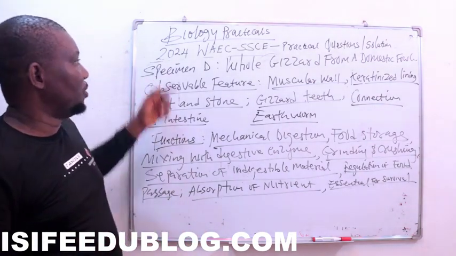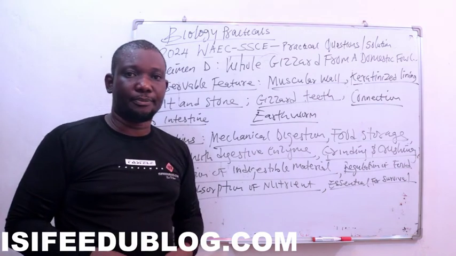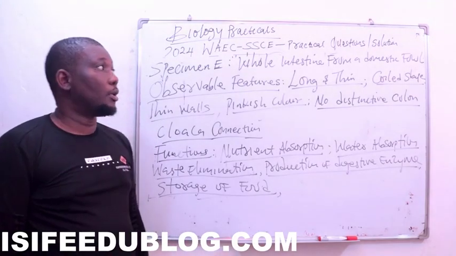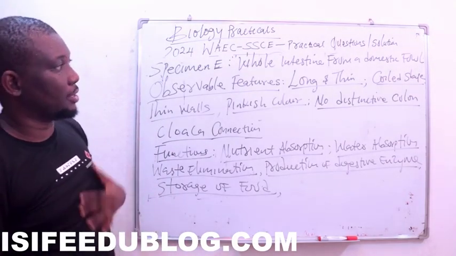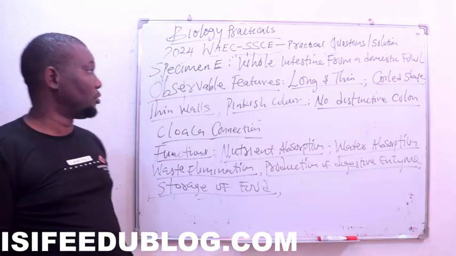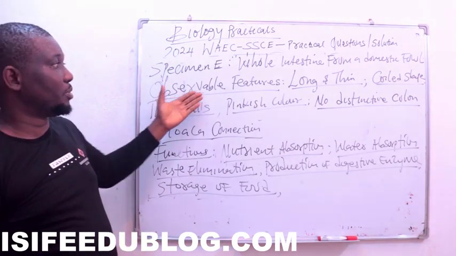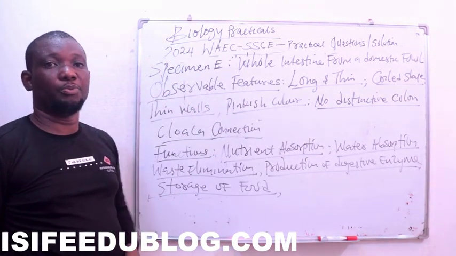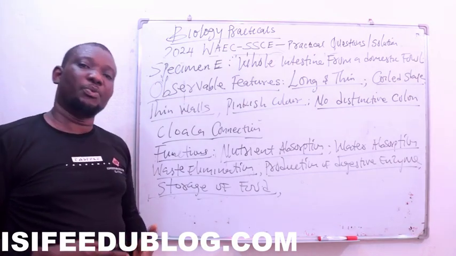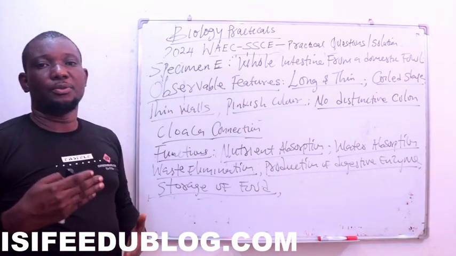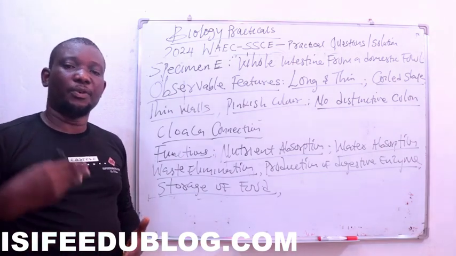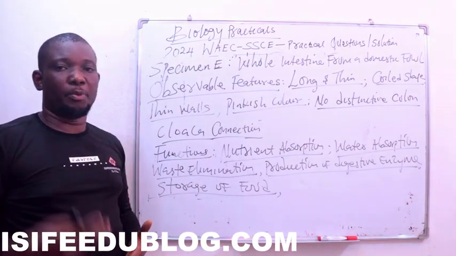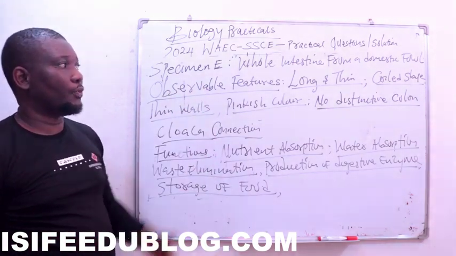Okay, next we're going to be looking at the next specimen, Specimen E. Alright, Specimen E, whole intestine from a domestic fowl. Still on domestic fowl, observable features will be the first question you will likely see. The question states at least three or four to five structural observable characteristics of the domestic fowl.